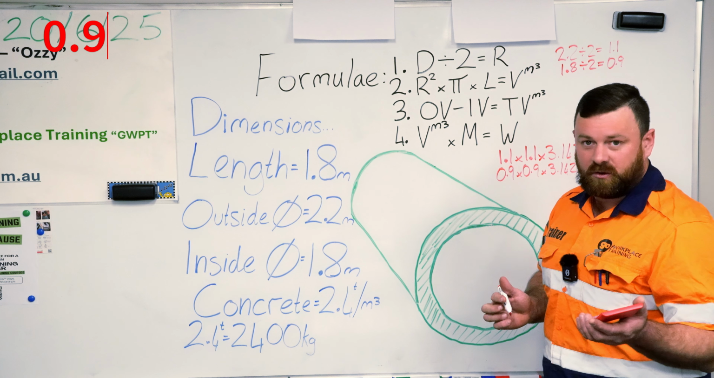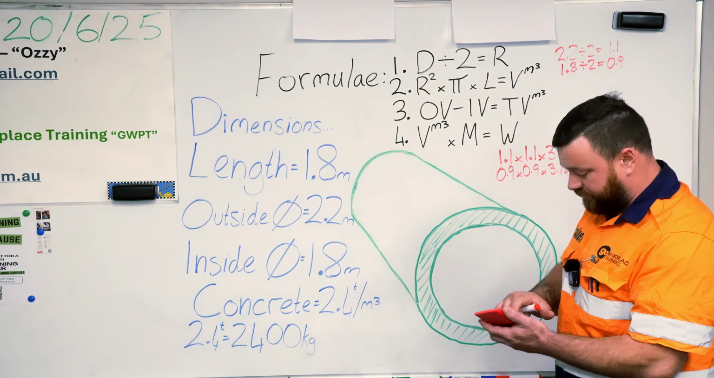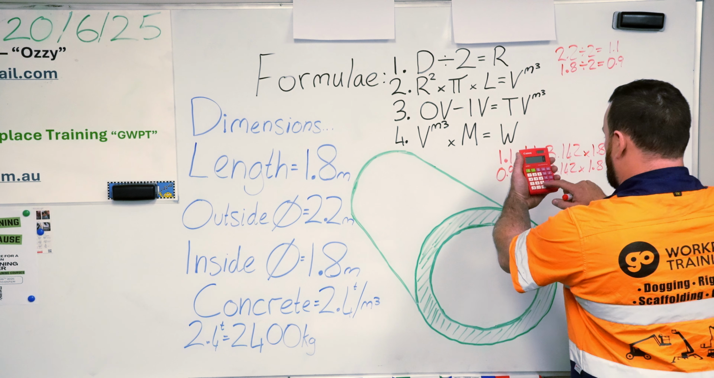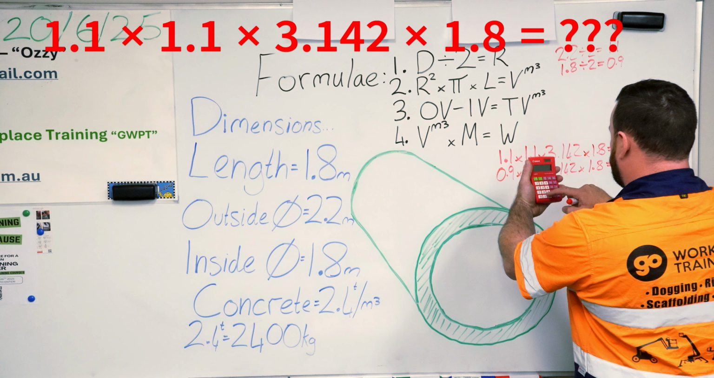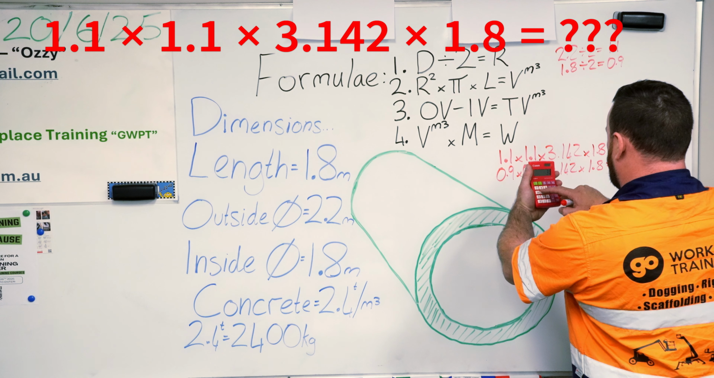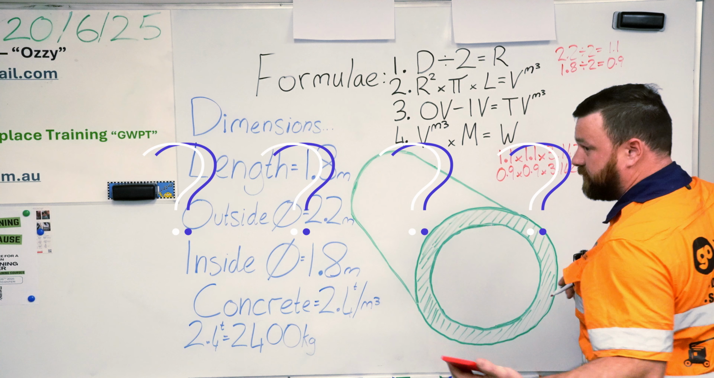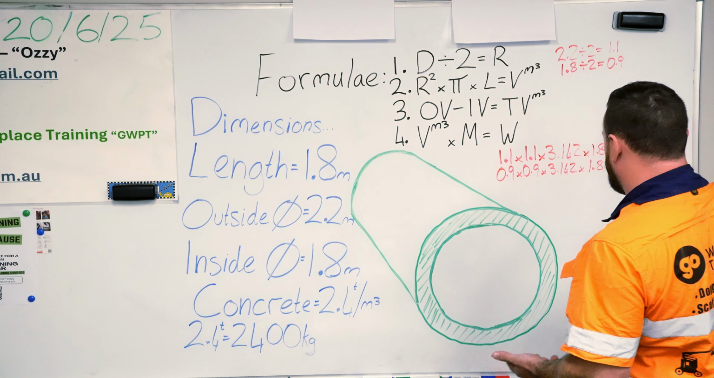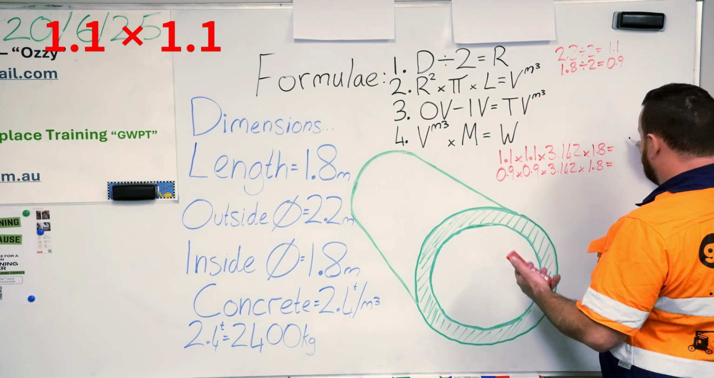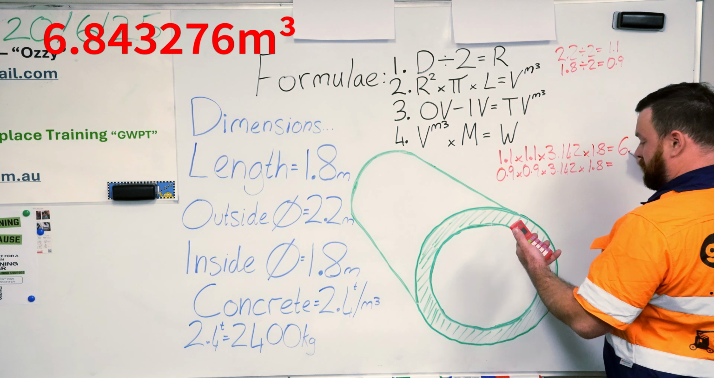And now we're going to enter all of that into the calculator. Let's go. 1.1 times 1.1 times 3.142 times 1.8. If you're lost at this point, hit rewind and watch it again. And that gives us 6.843276. I'm going to wipe off the rest of those numbers and just say it's 6.843.